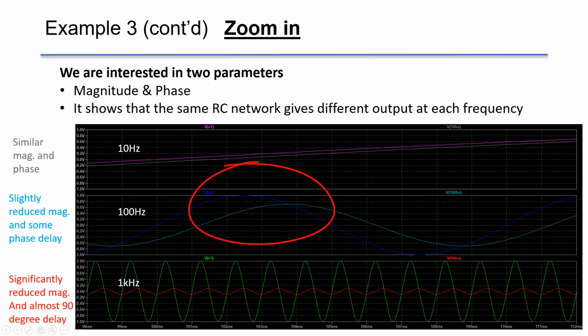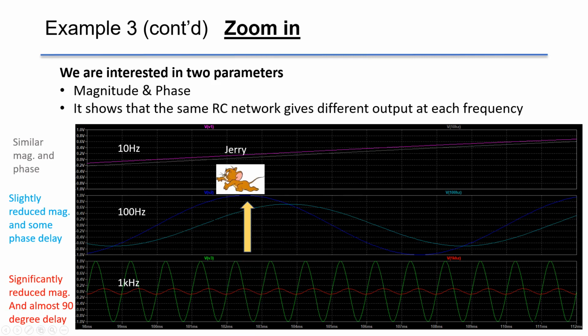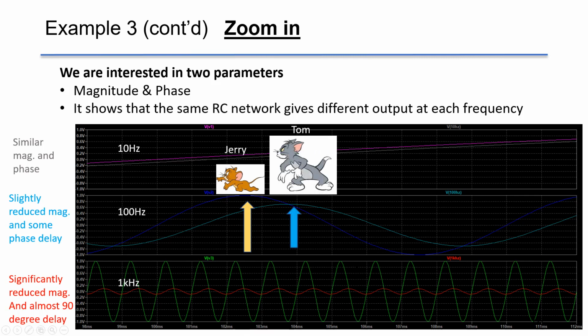How can you tell whether the output is lagging or leading the input? Assume Jerry, a mouse, is the input waveform, and it reaches a peak at around 102.5 milliseconds. However, Tom, the cat, reaches its peak at 104 milliseconds, later than Jerry. It means that Tom is always lagging Jerry in phase, and that's why he can never get Jerry.